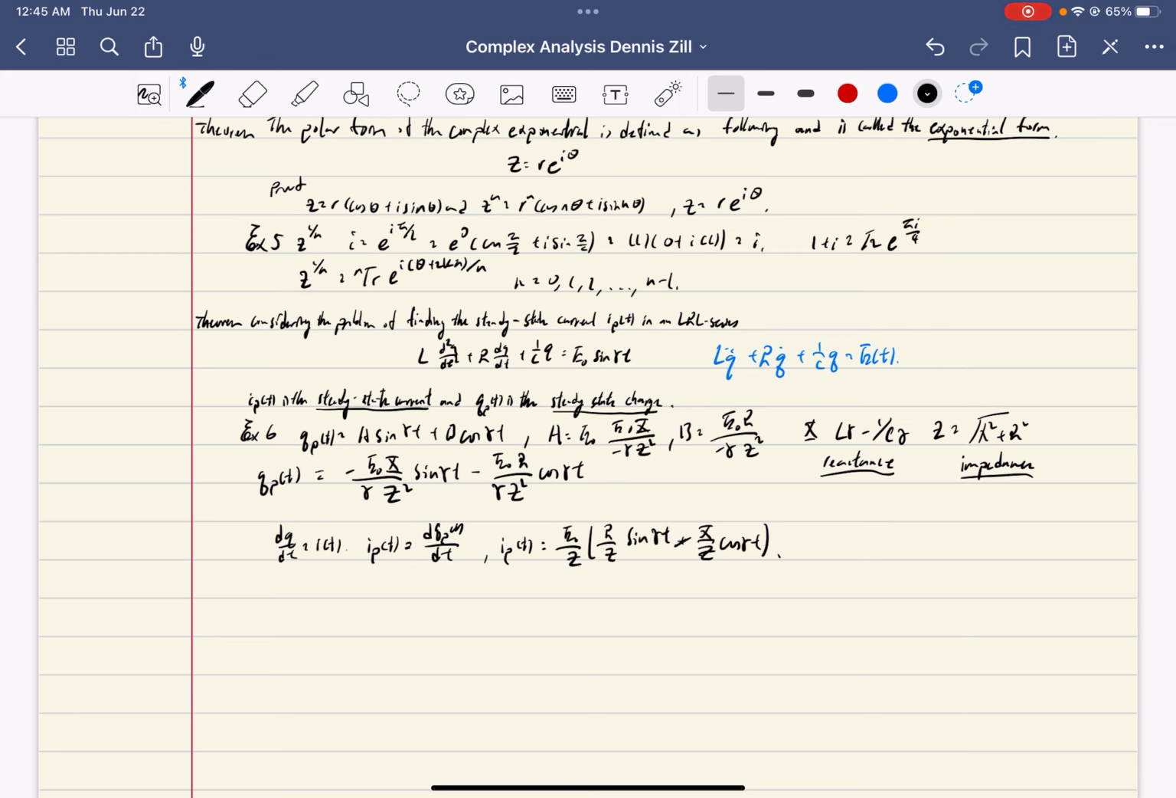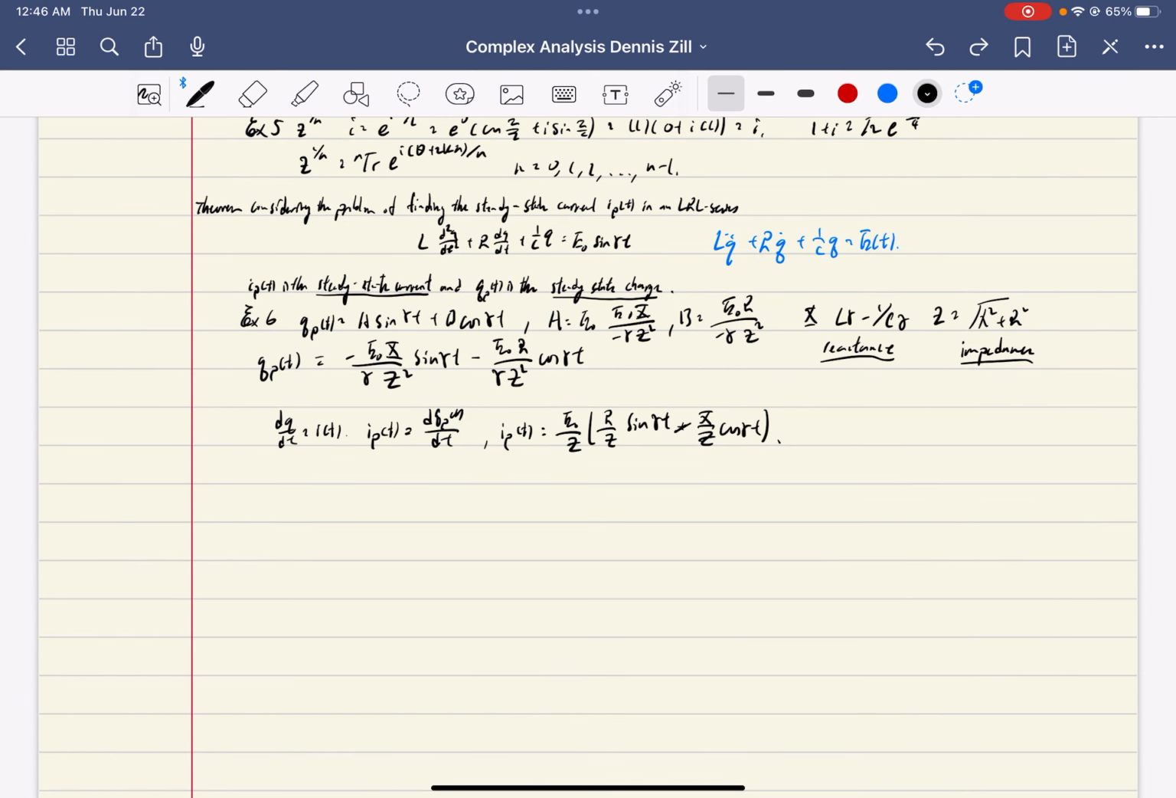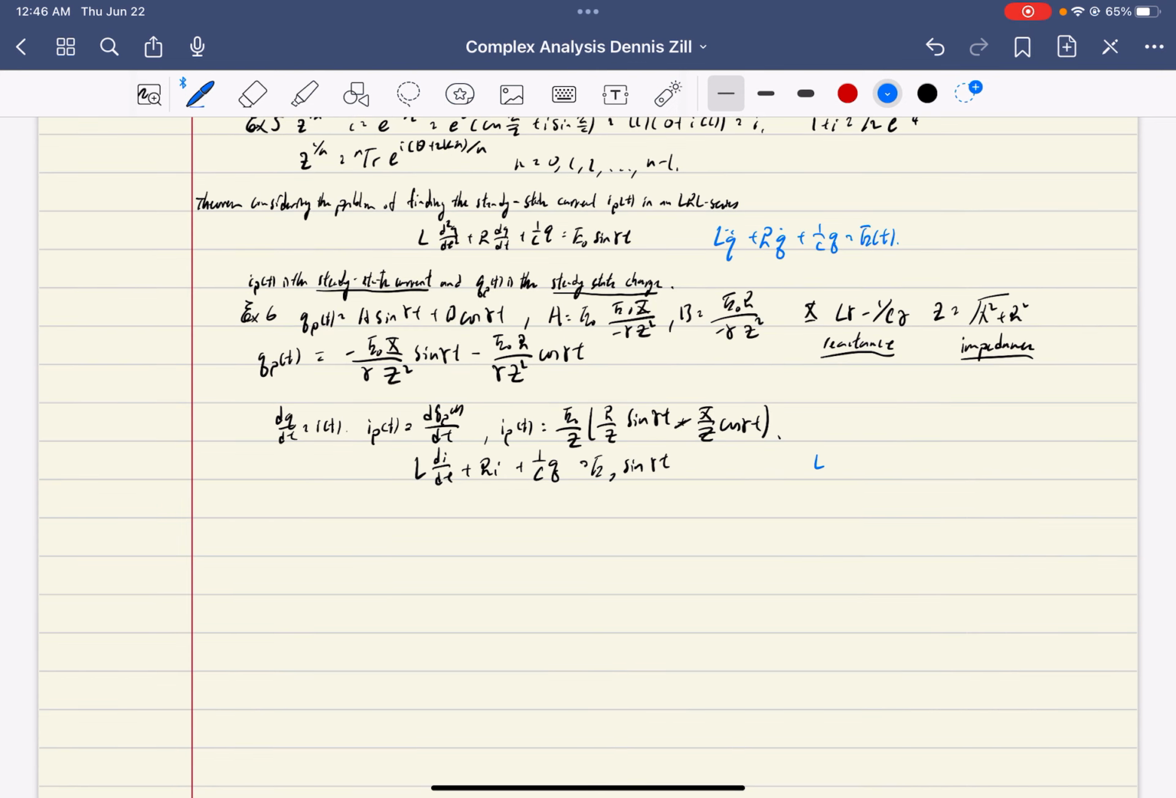And therefore your differential equation can be written as L multiplied by di/dt plus Ri plus 1 over C Q is equal to this. But just a side note, right? Just a side note that this can be written as an integro-differential equation.